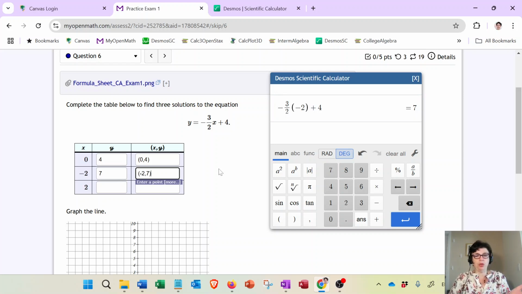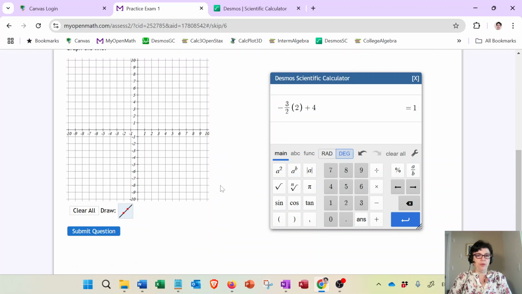I'm pretty much ready to graph, but it wants me to also compute it at 2, so I will do that too, and that's going to give me 1. The corresponding point is 2, 1. Let's graph. In order to graph, you just need 2 points.